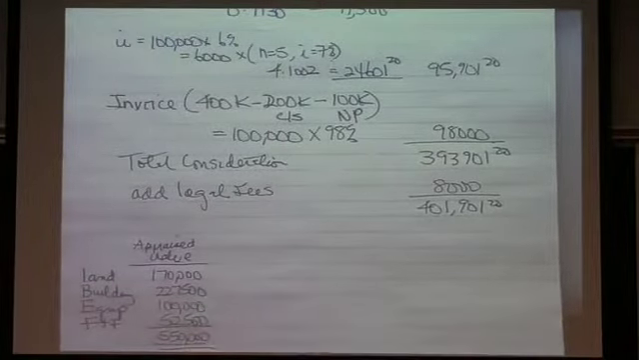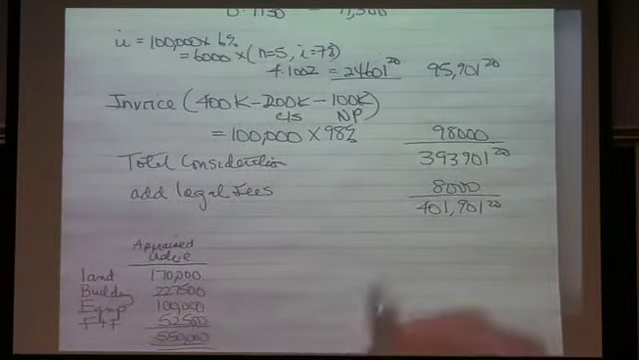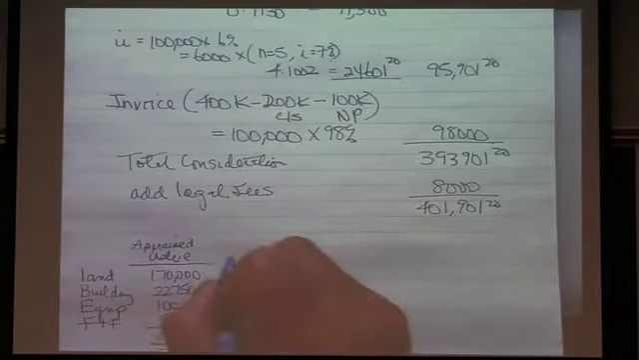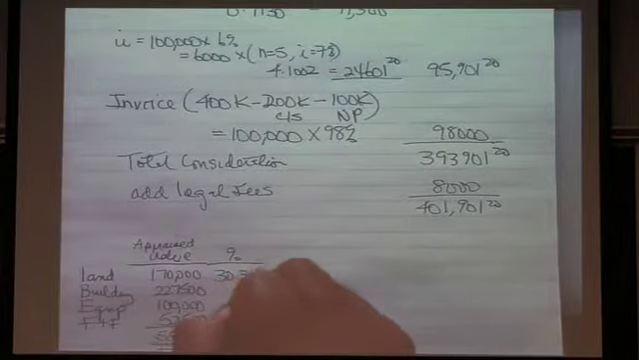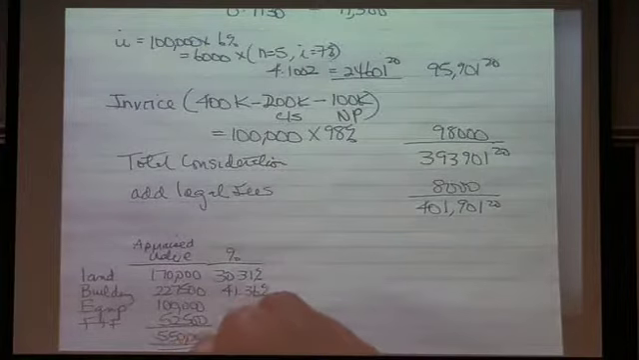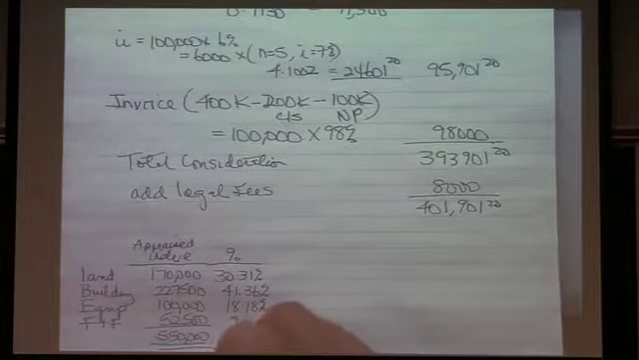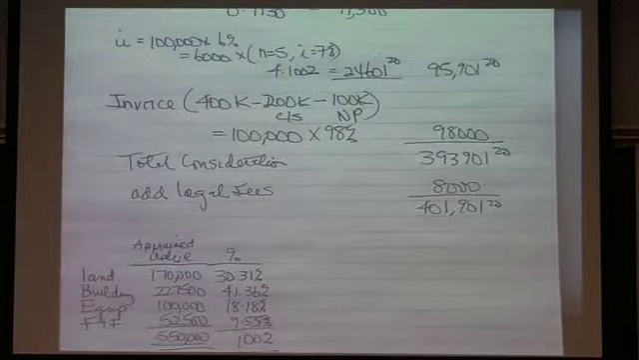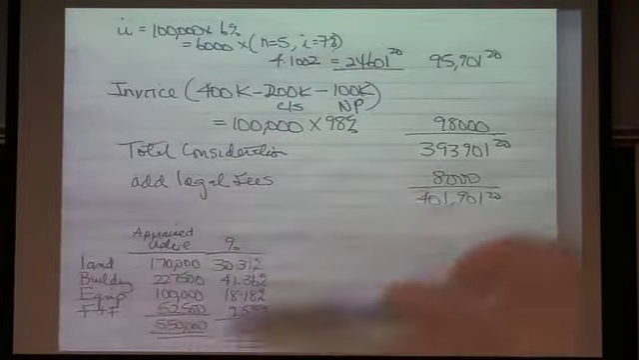We're going to use the relative values. We're going to determine the percentage of the relative fair value. So we're going to take 170 divided by 550. So this is the appraised value in percentage. So this is 30.31%. This is 41.36%, 18.18%, and 9.55%. Altogether, this is 100%.